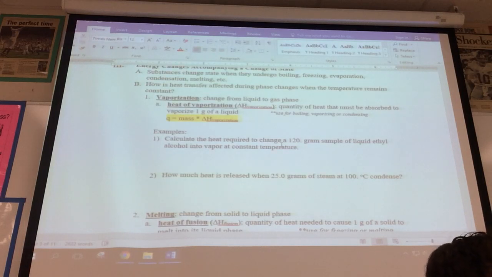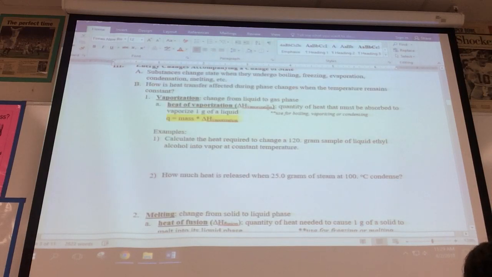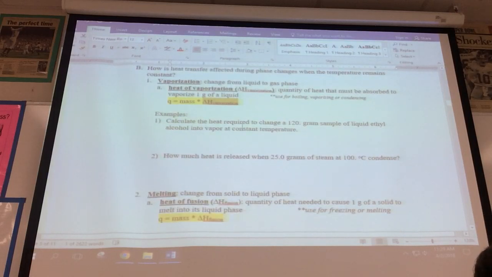So let's take a look at these simple problems. We've already gone through the basic structure of it. We know what vaporization is. Heat of vaporization is how much heat must be absorbed to vaporize 1 gram of a liquid. So once you know what your substance is, you will find its delta H of vaporization and multiply it by the mass that's provided. No change in moles necessary. In the first example, it says calculate the heat required. So you're calculating Q. You've got a 120 gram sample of liquid ethyl alcohol. You need to know what it is. You want to change the liquid into vapor, so you're vaporizing at constant temperature.